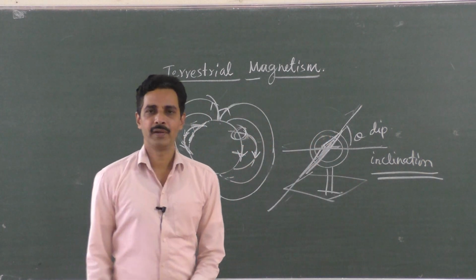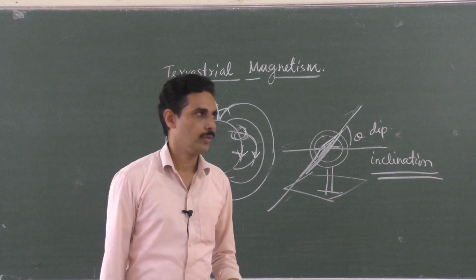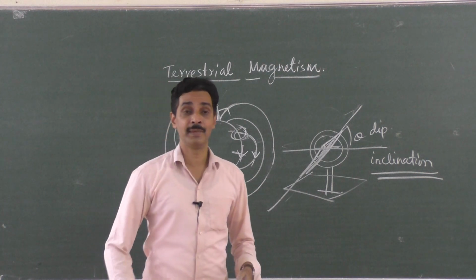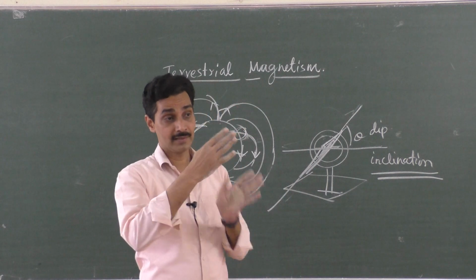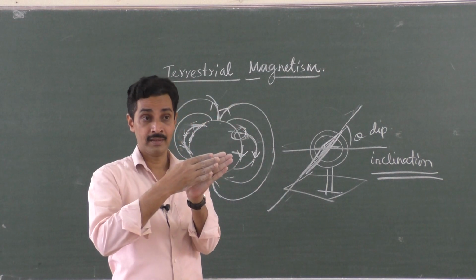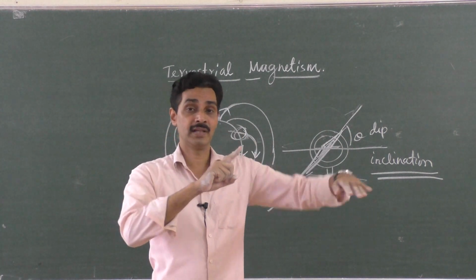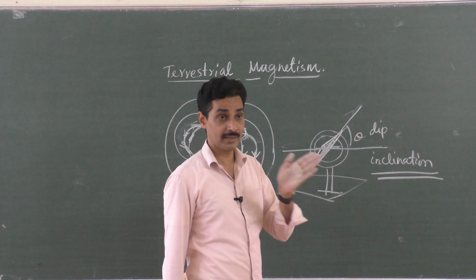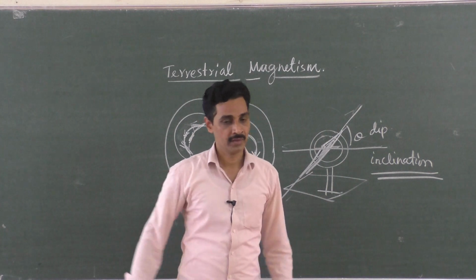Angle of dip or inclination. So here you have so many things to define. What is dip or inclination? Dip is the angle made by a magnetic needle, free to rotate in a vertical plane, with the surface of the earth. Angle made by a needle which is free to rotate in the vertical plane with the surface of the earth is called angle of dip or inclination.